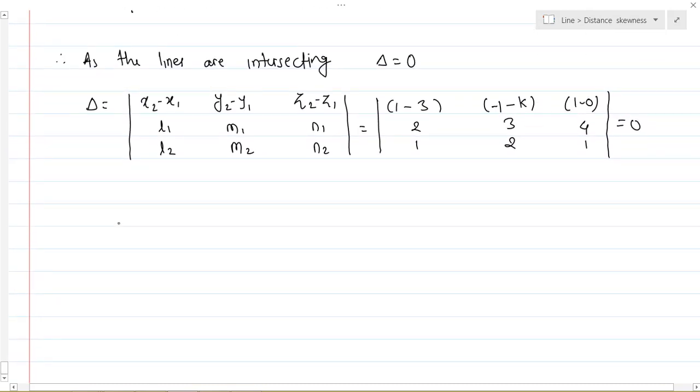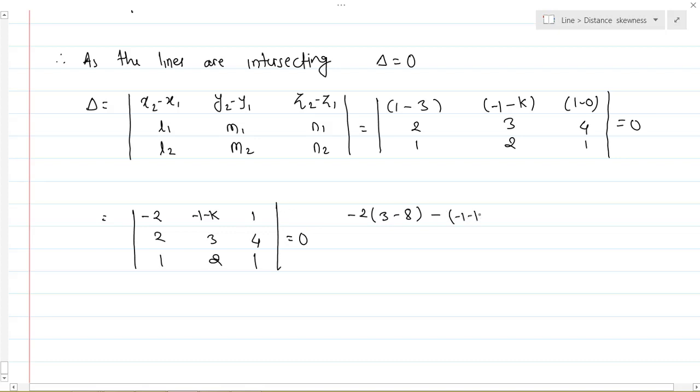Now let's solve for k. 1 minus 3 becomes minus 2. So it is minus 2, minus 1 minus k as it is, 0 in the last place, then 2, 3, 4, and 1, 2, 1, equal to 0. So let's solve this. We will have minus 2 into bracket 3 minus 8, minus of minus 1 minus k into bracket 2 minus 4, and plus 1 into bracket 4 minus 3, equal to 0.